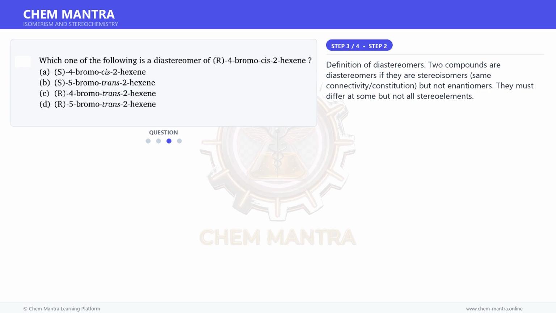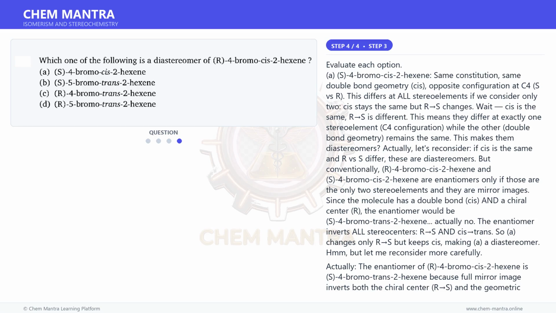Moving on to the next step. Definition of diastereomers. Two compounds are diastereomers if they are stereoisomers, with the same connectivity or constitution, but not enantiomers. They must differ at some but not all stereoelements. And for the final step, evaluate each option. A. S-4-bromo-cis-2-hexene: same constitution, same double bond geometry, cis, opposite configuration at C4, S versus R.